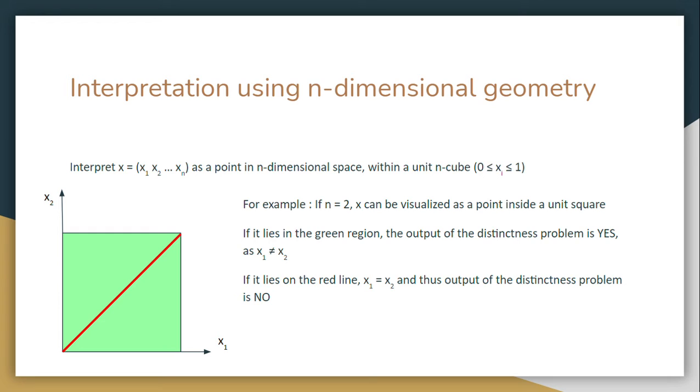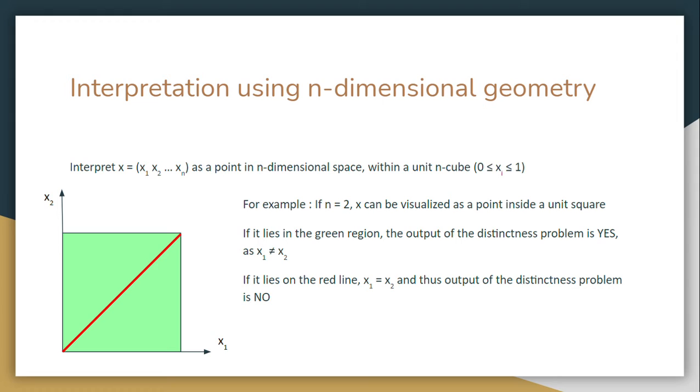So what we'll do here is we'll interpret X, which is an input to the distinctness problem, as a point in n-dimensional space within a unit cube. That is, all the elements of the array X, or the n elements, will be between 0 to 1, let's say, and we can assume that these n numbers, or these n elements, are n coordinates of a point inside an n-cube.